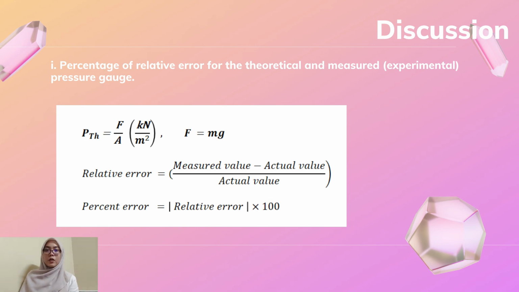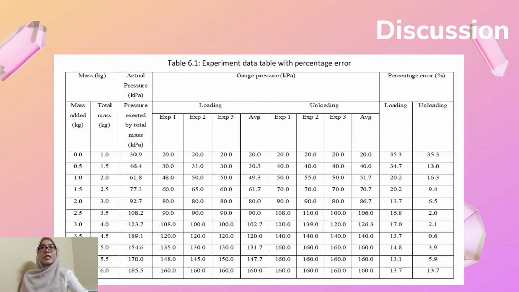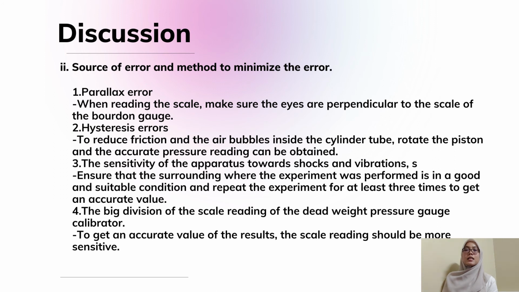The relative error for the theoretical and measured experimental pressure gauge can be calculated by subtracting the measured pressure gauge and the theoretical result, then dividing the value by the theoretical result. For the percentage error, it can be evaluated by multiplying the relative error that has been calculated before in modulus with 100%. The data for the results are shown in table 6.1. The second discussion is source of error and method to minimize the error.